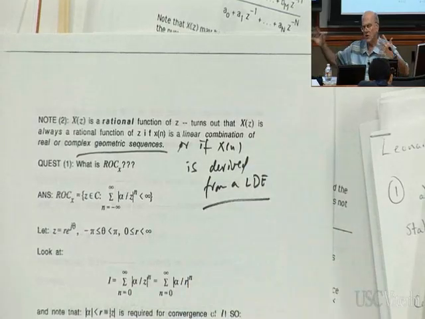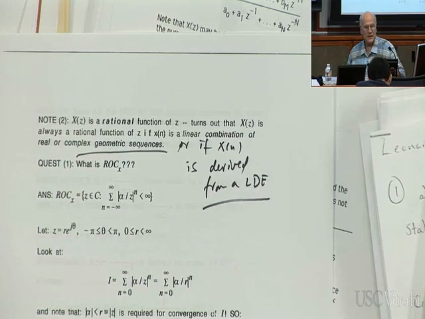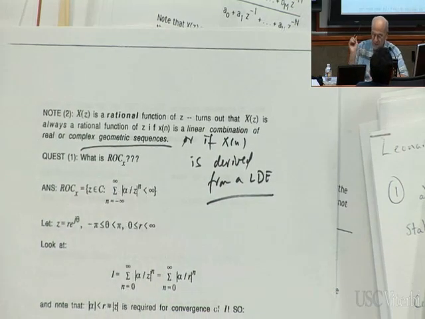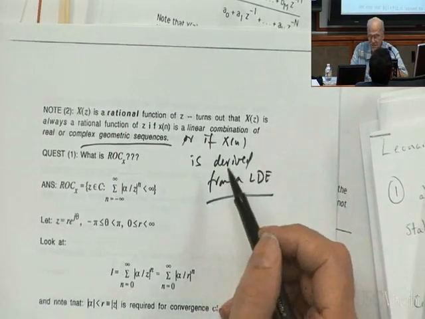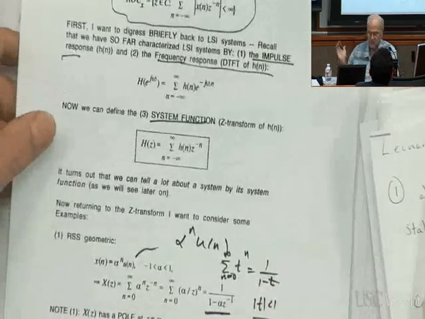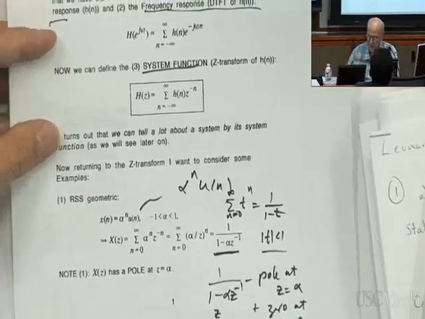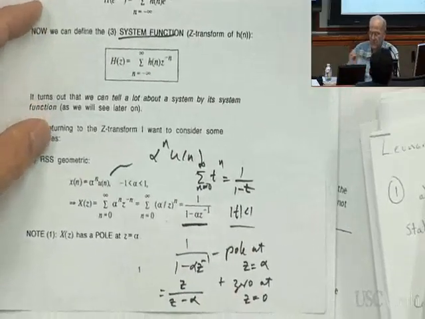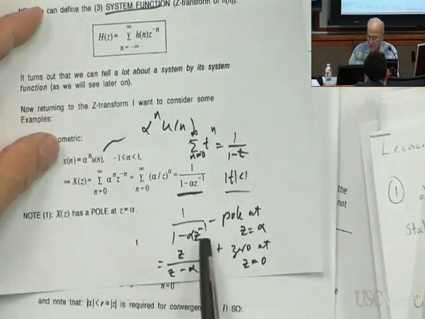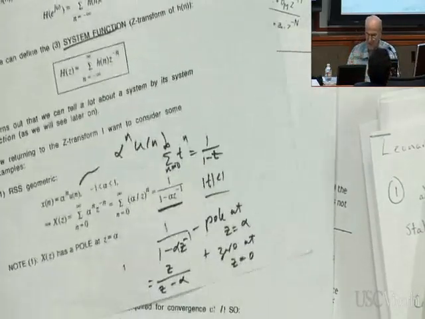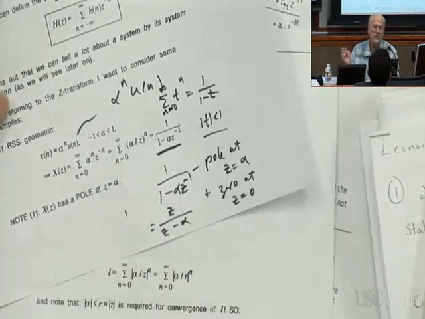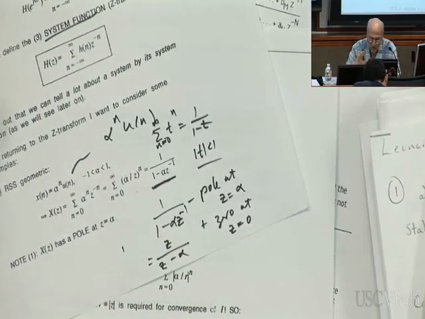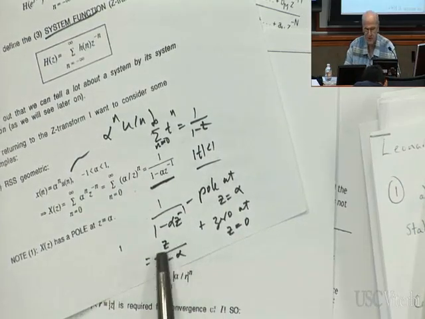Now, I should tell you, from now on in the class, most of the systems, if not all, are going to be either geometric sequence driven or really the output of a linear difference equation. So from now on, you're going to see X of z's or H of z's, depending on whether we're doing impulse response z transforms or just a signal z transform. Most of the z transforms, if not all, will be functions of z or z inverse. In fact, they will be rational functions of z or z inverse. This is a rational function: a polynomial in z divided by another polynomial in z.